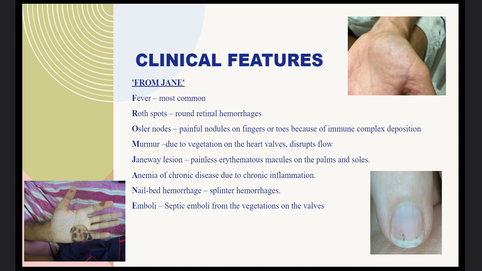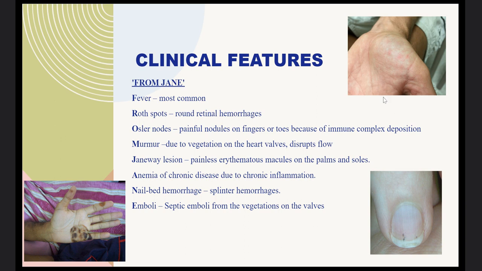So the clinical features can be remembered by the acronym FROM JANE. So F is for fever, which is obvious because it's caused by bacterial infection. Then you have Roth spots, which are round retinal hemorrhages, Osler nodes, which are painful nodules on the fingers or toes because of the immune complex deposition, which you can see in the left-hand corner right here. You have murmurs because you have vegetations on the heart valves, which disrupts the blood flow.